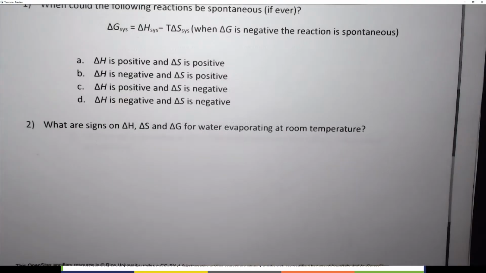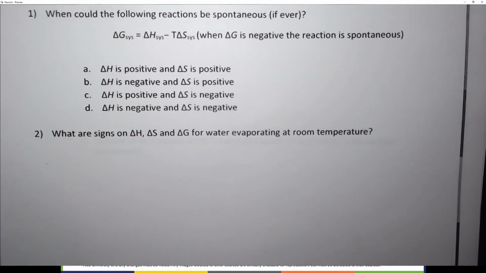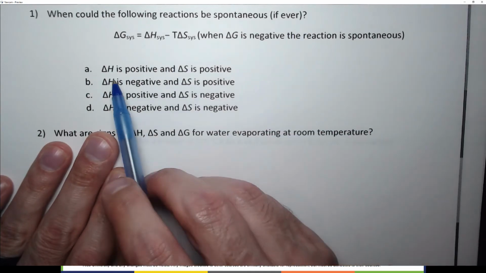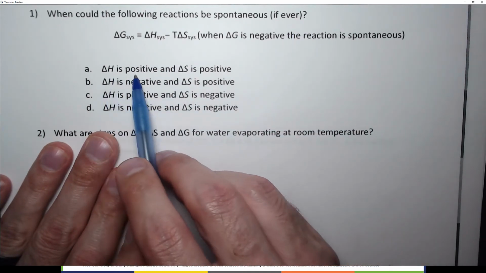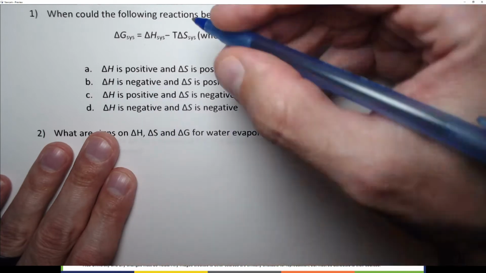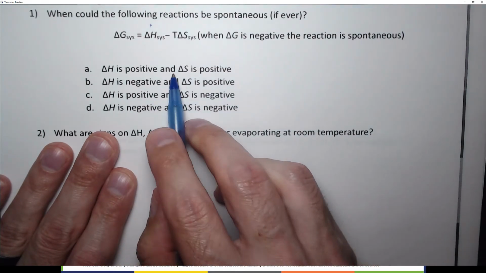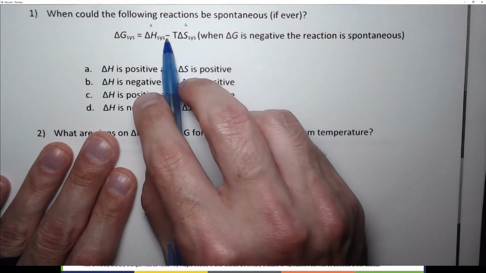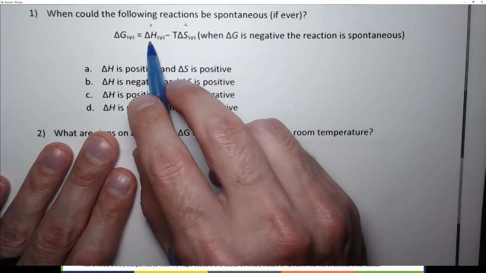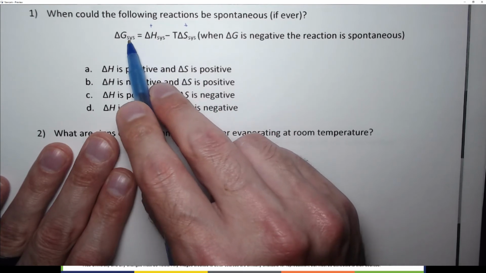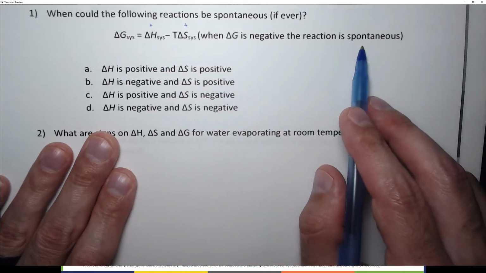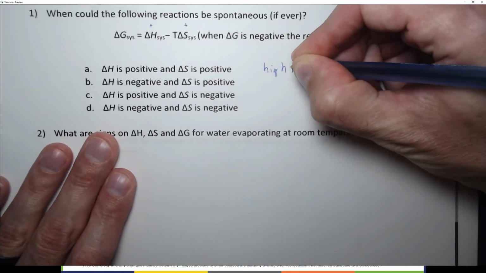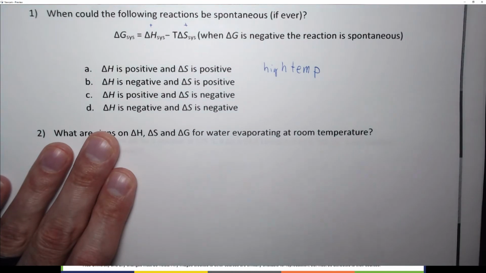I'm going to switch over to the camera. It said, when could the following reactions be spontaneous, if ever? So here we have delta H is positive. Okay, so we have a positive value here, and delta S is positive, so we have a positive value here. Well, we want negative T delta S to be a bigger value than delta H to make delta G negative, because when delta G is negative, the reaction is spontaneous. When is that going to occur? That's going to occur at high temperature. All right, let's look at the next one.